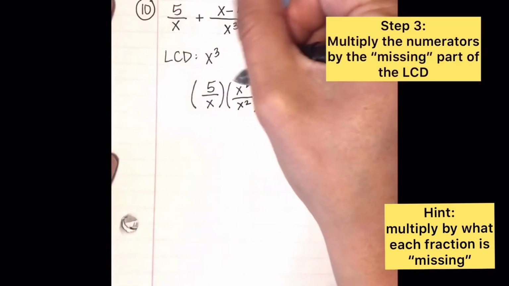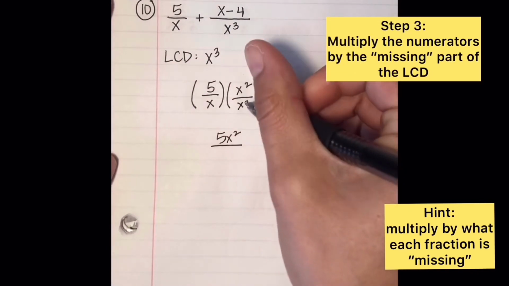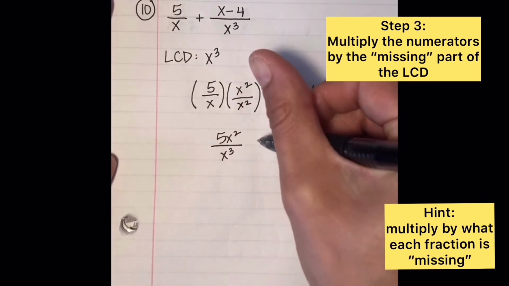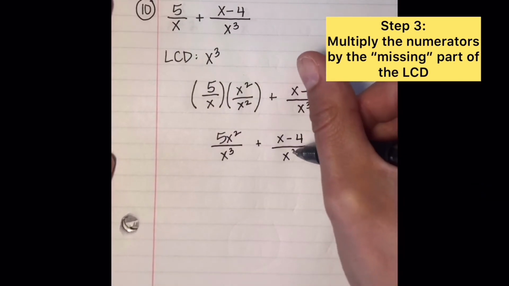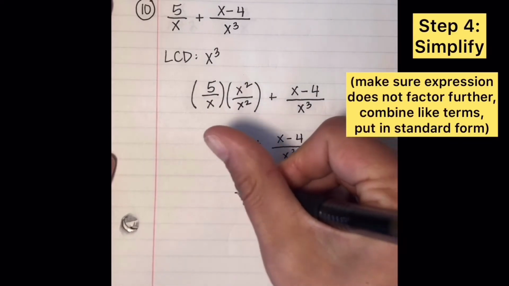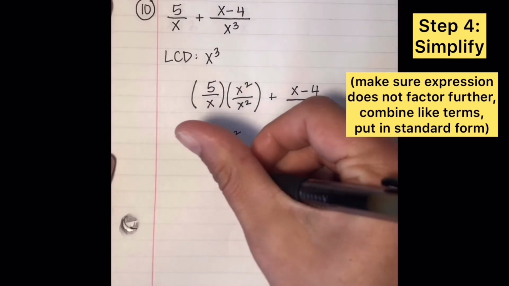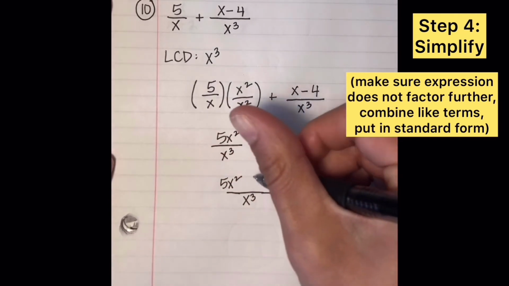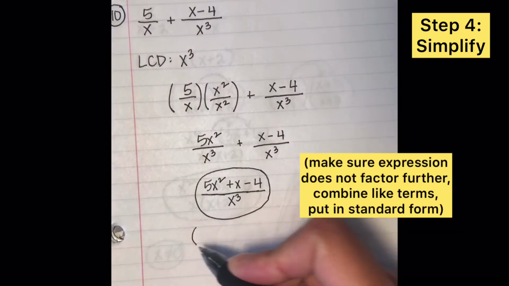So 5 times x squared is 5x squared. X times x squared is x cubed. The second fraction was good, so I'm just going to rewrite it. They have a common denominator of x cubed. And then if we combine like terms and do standard form, we've got 5x squared plus x minus 4. So we can break this into two parentheses.